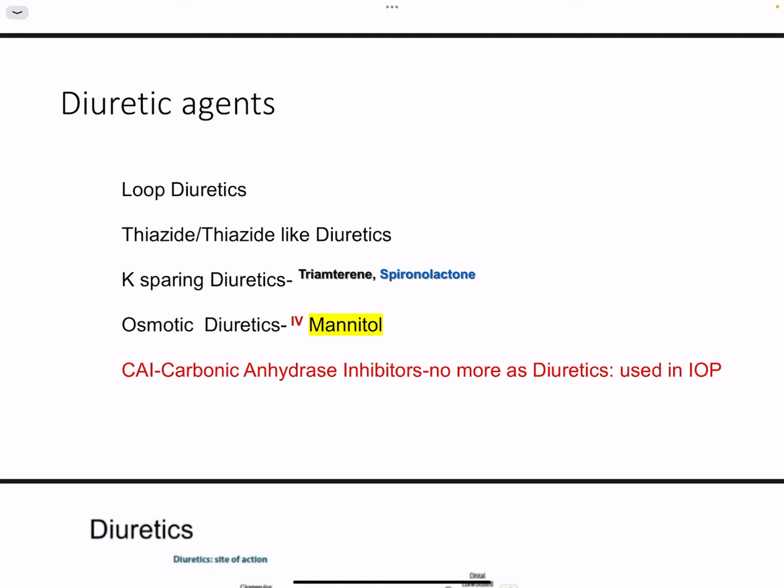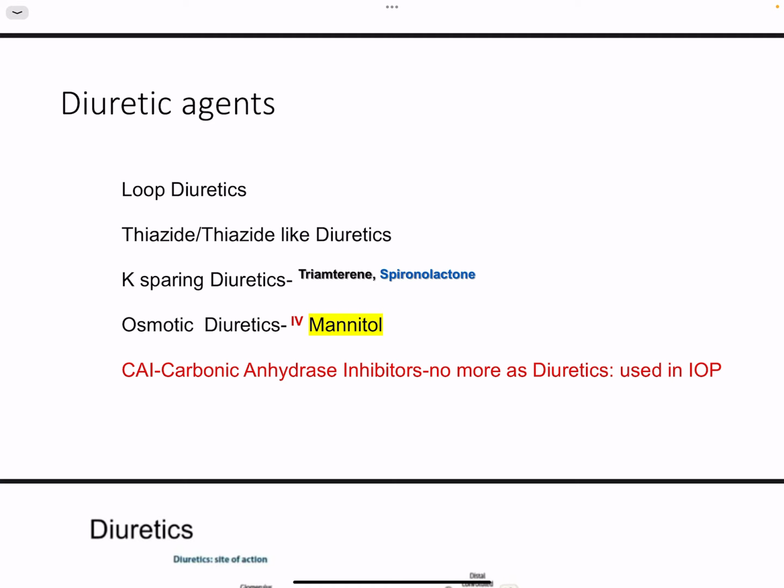CAI. IOP is the use today, but we don't use it as diuretic. No more used as diuretic. Okay, go to the next one. That is osmotic diuretic, or here we say IV mannitol. IV stands for intravenous, because mannitol can be used orally also, but orally it is used for different thing. When we use it IV, it is used as diuretic.